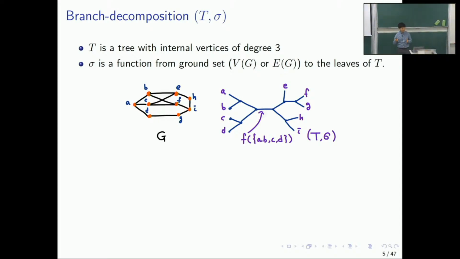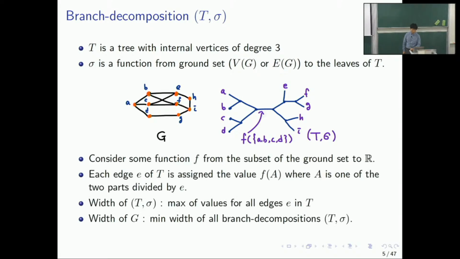To measure the complexity of this decomposition, we use some function f. Consider a function f from subsets of the ground set to real numbers. Each edge is assigned the value f of A, where A is one of the parts divided by that edge. Whenever you choose an edge, the elements are divided into 2 parts, and you measure the complexity between these 2 parts by computing f of A. We can take many types of function f, and we measure the decomposition by the maximum value among all edges. If the maximum value is small, then this decomposition is good. And we define the width of the graph as the minimum over all branch decompositions, which means that if a graph has a small width, then you can decompose it in a good way.